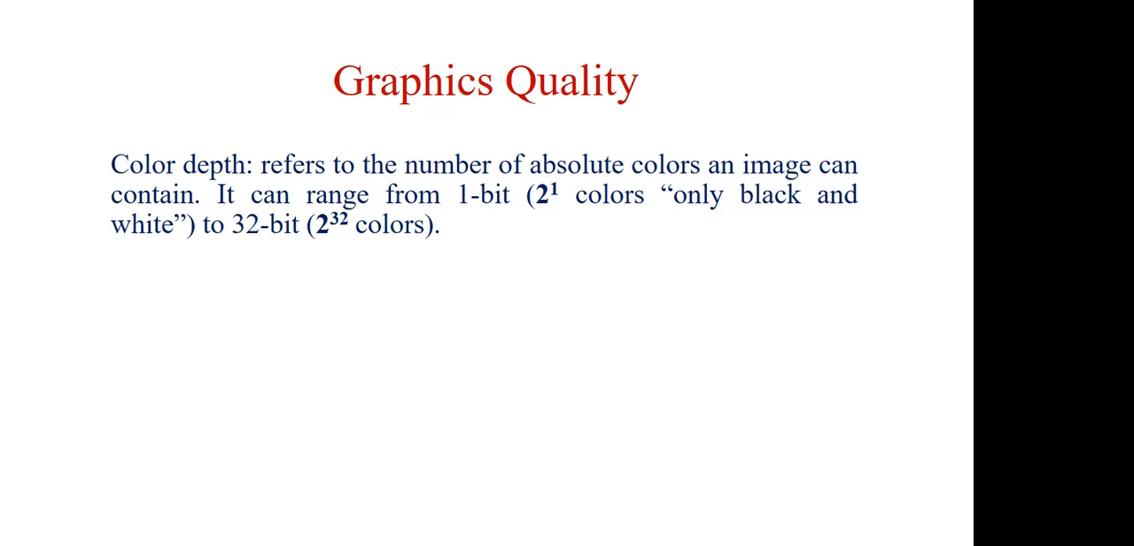When you say 1 bit, that is 2 raised to power 1 colors, because there are two possibilities for a bit, either 0 or 1. If 0 represents black and 1 represents white, then 1 bit represents only black and white. With 32 bits, you just imagine 2 raised to power 32, a huge number, around 4 billion colors. So that is the quality the graphics can achieve.